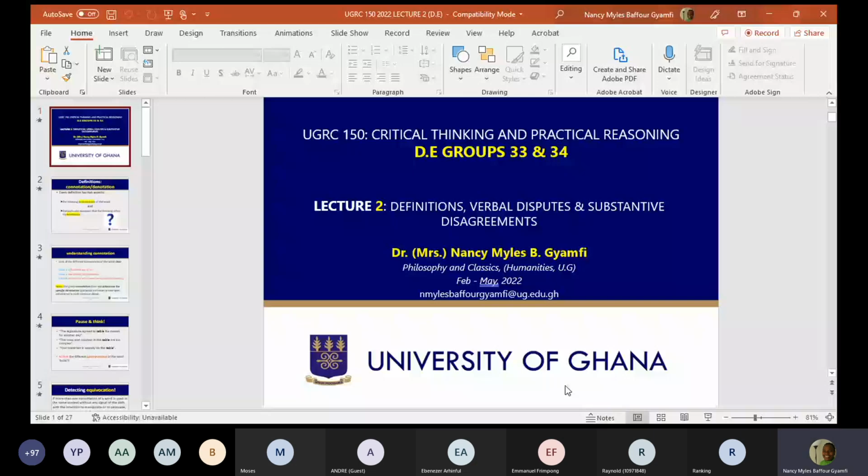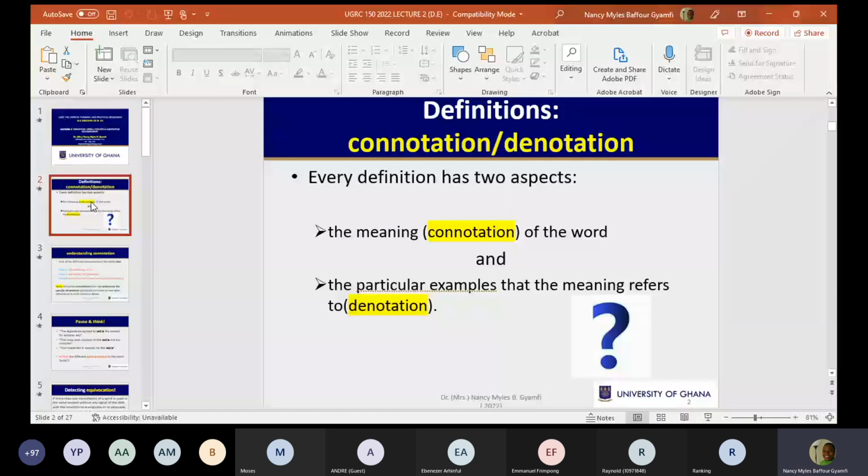So if I'm giving you a definition, it simply means I'm making something meaningful to you. I'm using what you know to help you understand what you don't know. Now, how do we do that? There are several ways of doing that. But before we go to the types of definitions, let me tell you something about definition.